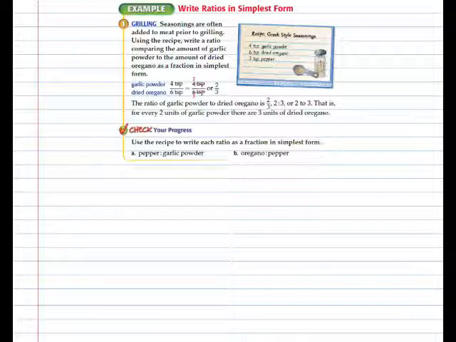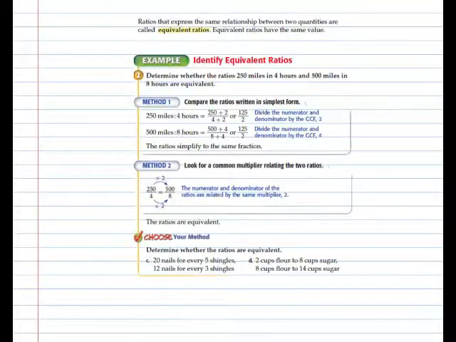Use the recipe to write each ratio as a fraction in simplest form. So I go up to my recipe. I have 2 tablespoons of pepper. I have 4 tablespoons of garlic powder. I have a common factor of 2. I divide both of those by 2. And my fraction in simplest form of pepper to garlic powder is 1 to 2. Oregano to pepper, I have 6 tablespoons of dried oregano. I have 2 tablespoons of pepper. Again, I have a common factor of 2. And I end up with a ratio as a fraction in simplest form of 3 to 1. 3 tablespoons of dried oregano to 1 tablespoon of pepper.